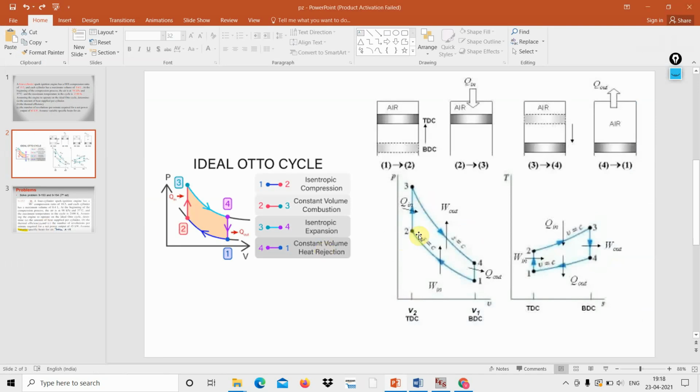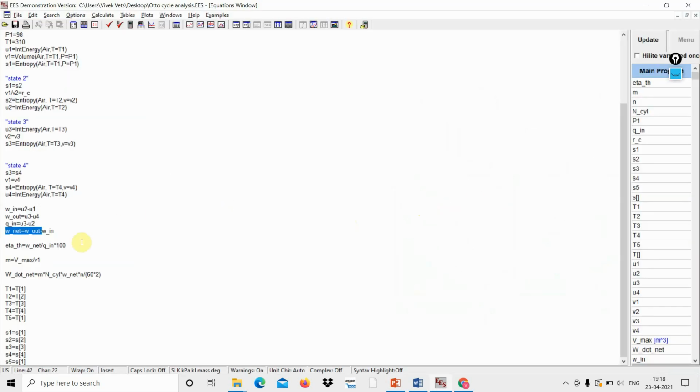Q in is for constant volume combustion. Q in is U3 minus U2, as after getting heat, U3 becomes higher than U2. Then we'll see W net, which is W out minus W in, and the efficiency eta th, which is W net by Q in times 100. Here, that is all the modeling.